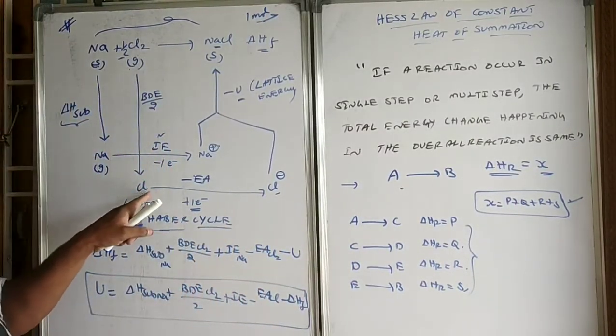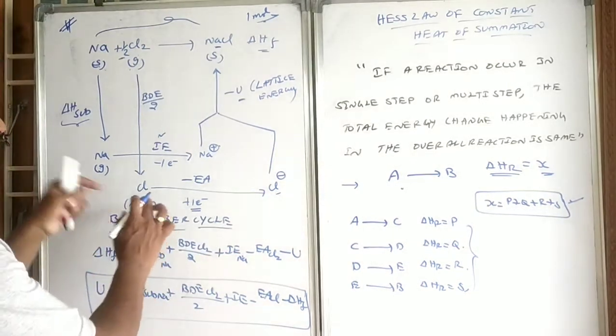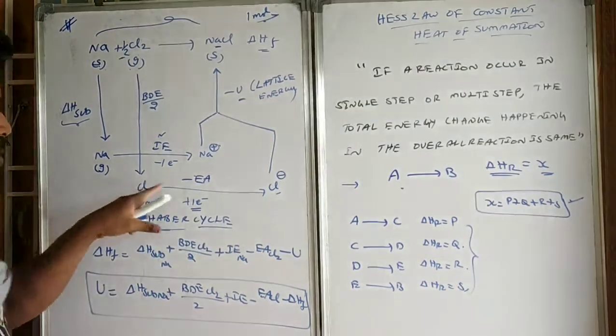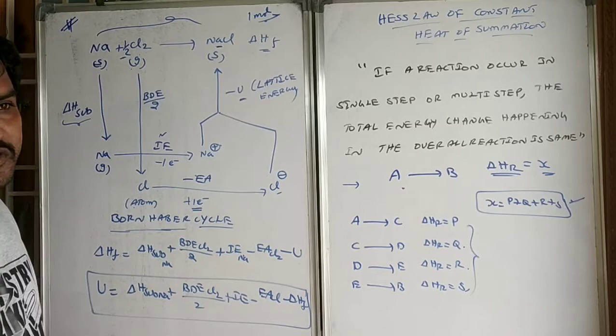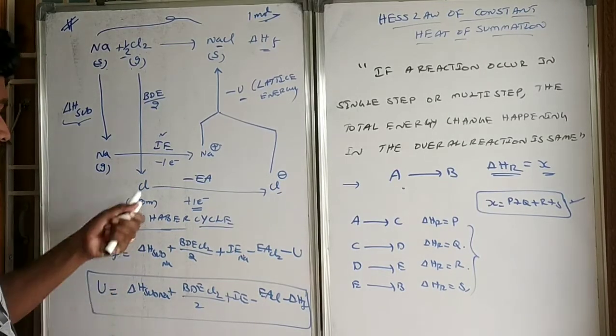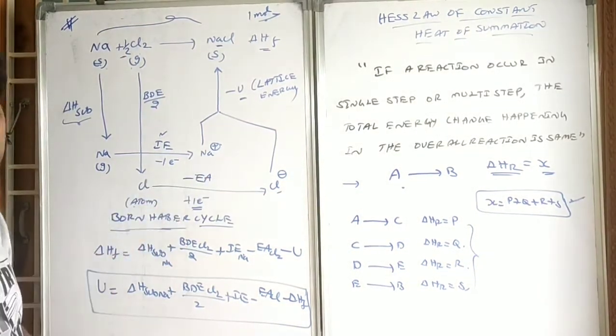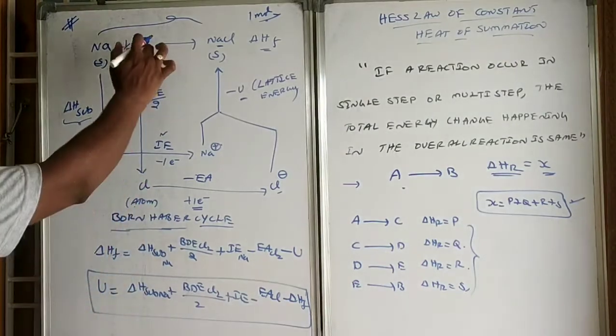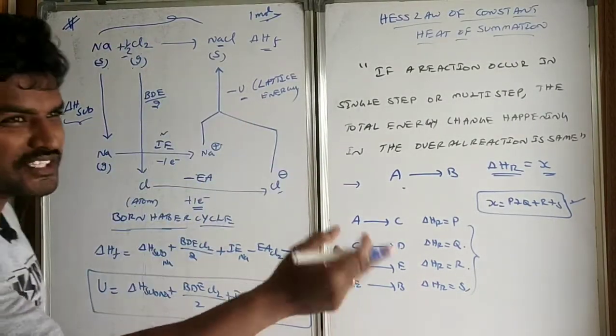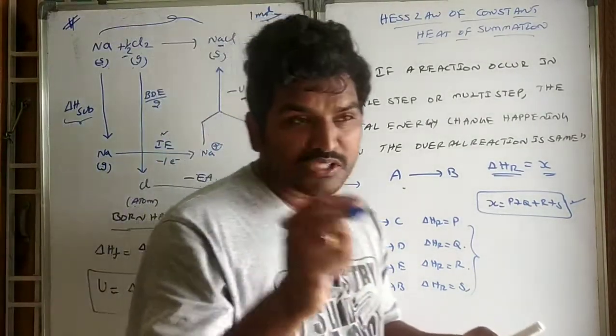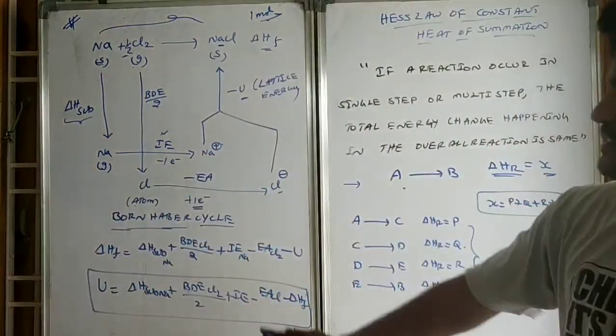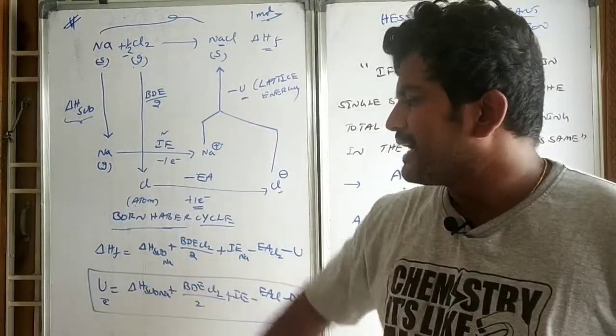Here you see, half only we will take for electron affinity. By half we mean only 1 chlorine atom we are taking. So that's why we will be taking half only. 1 mole of chloride ions will come. Here it is 1 mole of chlorine gas, which means 2 atoms will come. Since 1 is there, you can take it as such. Like this, we can find lattice energy.